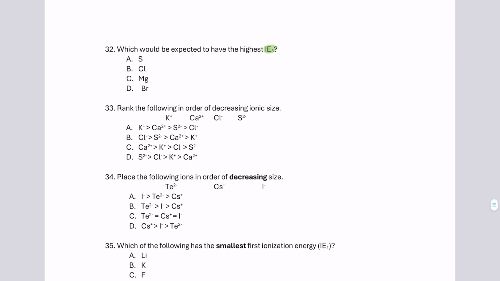Our problem says which would be expected to have the highest third ionization energy. We're looking for an answer choice where the element is in group 2. And the only one that meets that criteria is magnesium. Magnesium has two valence electrons in the 3s subshell. Its first and second ionization energies correspond to the removal of these valence electrons, and they're relatively low compared to the third ionization energy.